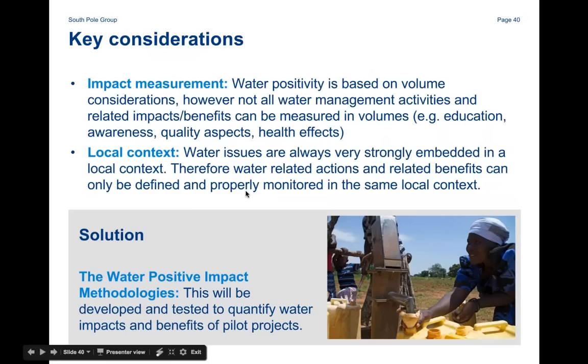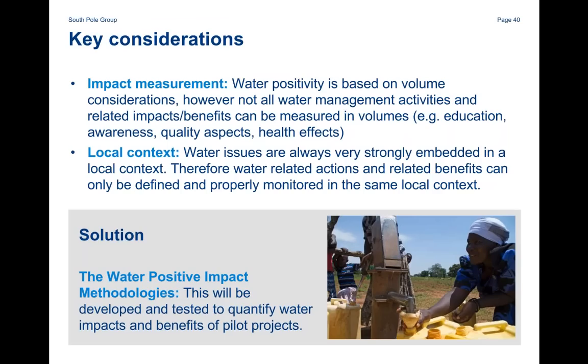Now moving to some of the key considerations. What is, of course, a bit of a limiting element in our methodology is that water positivity is expressed purely on volumes. But not all the water management activities and the related impacts and benefits can as well be measured in volumes. There are definitely some aspects which go beyond volume considerations, be it in terms of working on educational campaigns, awareness raising. Hopefully also there are some qualitative improvements possible on some of the projects without mentioning as well health improvements.